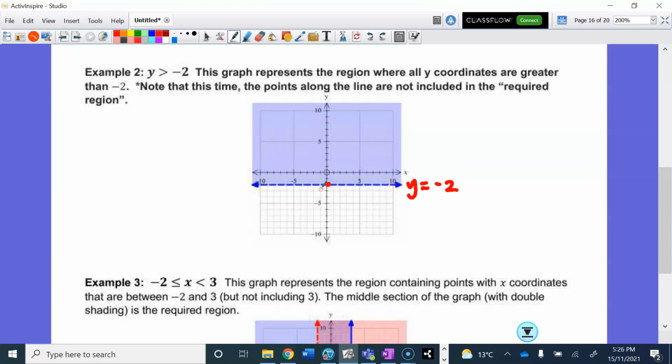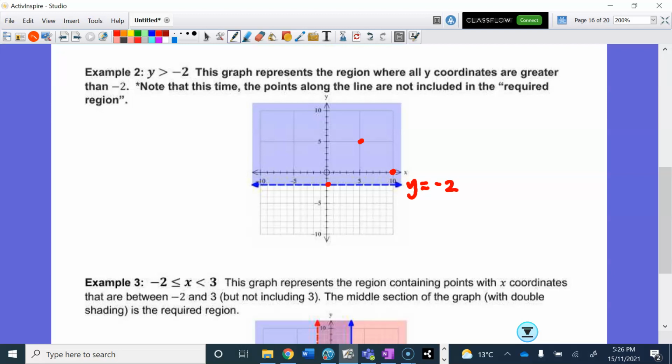So you know what that graph looks like, and then I need to think, okay, which half of the graph do I need to shade in? I'm looking for points with y values that are greater than -2. So anything that's above that line has a y value that would be greater than -2. If I pick a point over here, 5, 5, for example, the y value of 5 is greater than -2. If I picked the point 10, 0, it has a y coordinate of 0, and 0 is greater than -2.